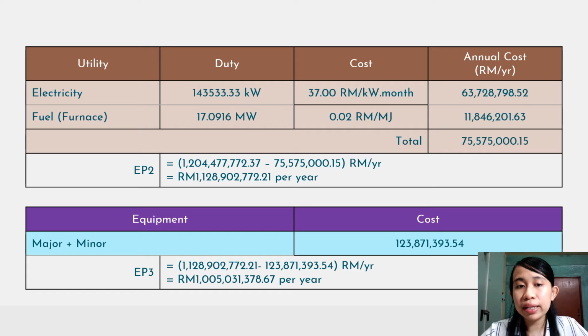Next, for our final economic potential, we took into consideration the total cost of equipment, both major and minor, and the total cost came up to approximately 124 million ringgit. Again, when we subtract that from our EP2, we still get a positive output, which means that our plant is economically justifiable.